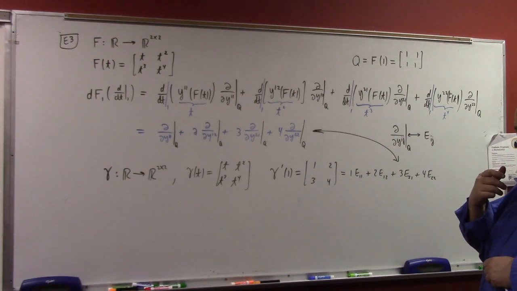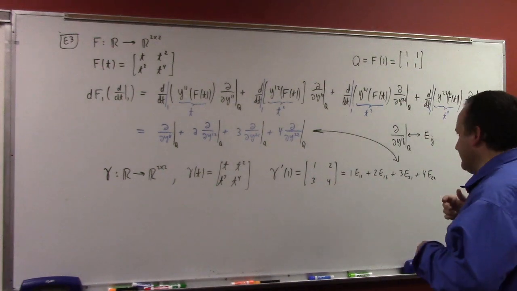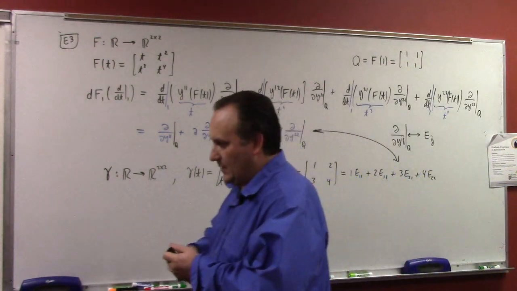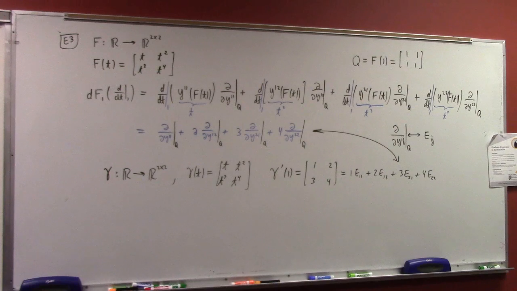All right, so let us go on then. The next thing we're up against is the so-called cotangent space, all right? So what is the cotangent space?